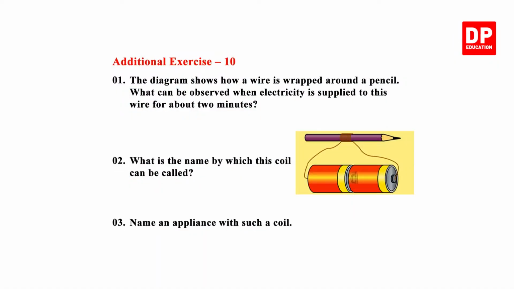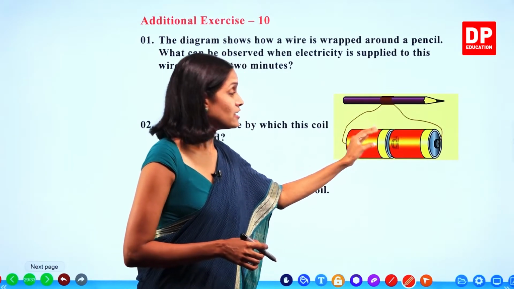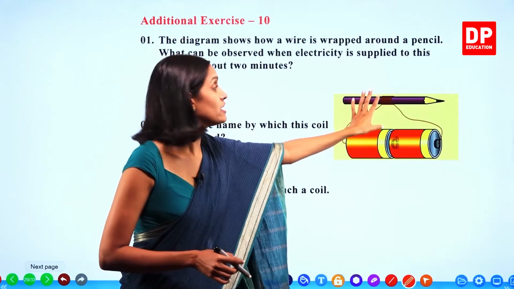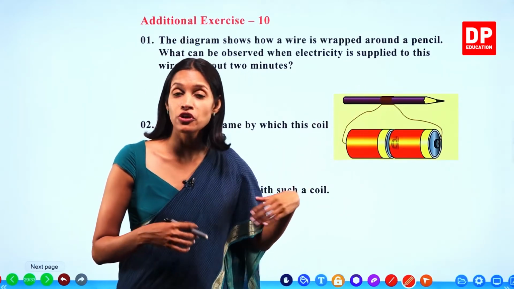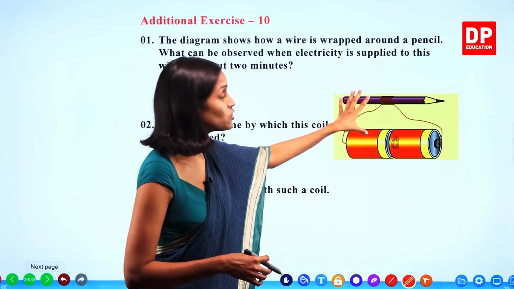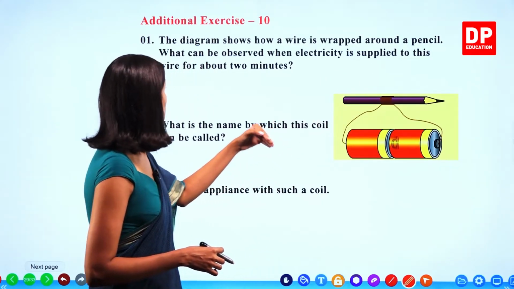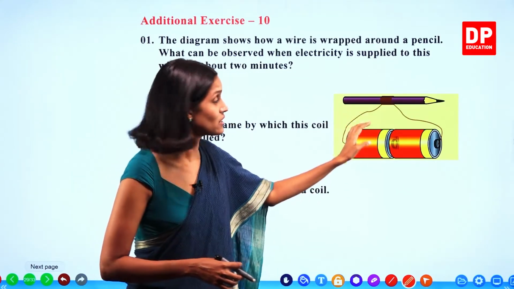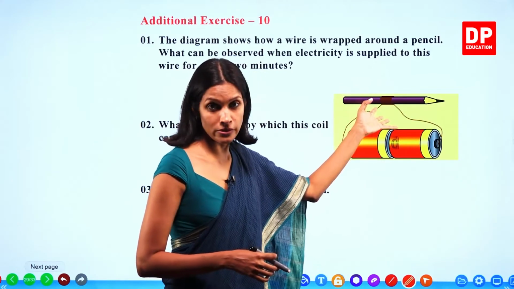Exercise number 10. Do you remember we did this activity? The diagram shows how a wire is wrapped around a pencil, right? What can be observed when electricity is supplied to this wire for about 2 minutes? This is the activity that I told you all. I can feel the wire gets warmer. You could not observe this, but if you do this activity, you will feel the same, right? So when we supply electricity for about 2 minutes, the coil of wire gets warmer, right?